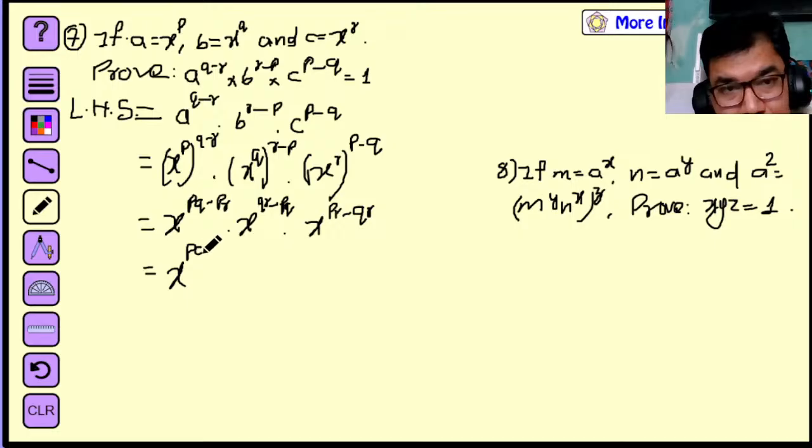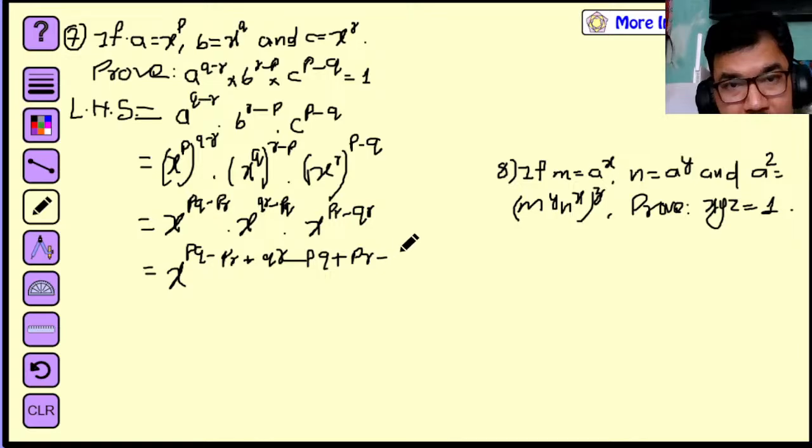Okay, pq minus pr, plus this power will be added now, qr minus pq. Then next power also add this one, pr minus qr. So look here now, pq plus pq minus... 0, minus pr plus pr, 0, plus qr minus qr, 0. That's why it will be x to the power 0.